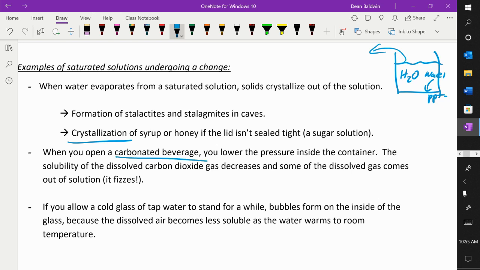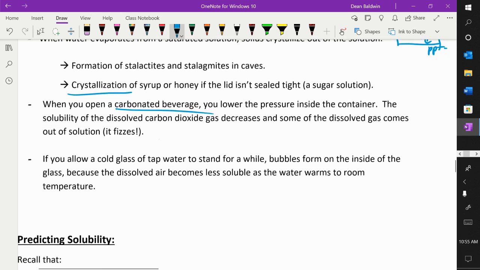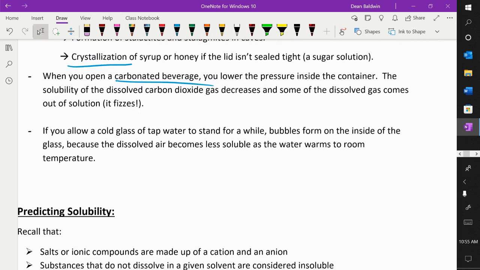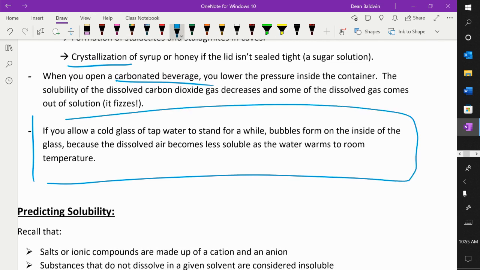We already talked about this. If you have a carbonated beverage, when you open it, you're releasing the dissolved gases because you're changing the pressure. This one, you've probably seen. If you have a cold glass of water and you let it sit, you get little bubbles forming. Remember, this is cold water, and gases dissolve better in cold water. As it comes up to room temperature, the gases don't dissolve as well, so they start to come out of solution. That's what the bubbles are that are forming. Okay.